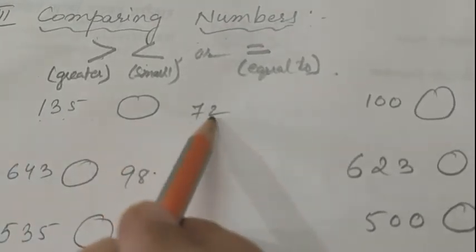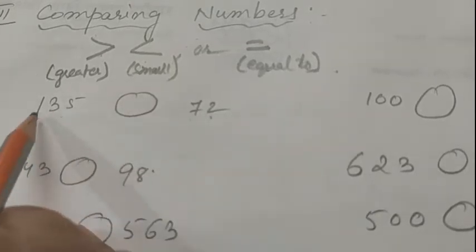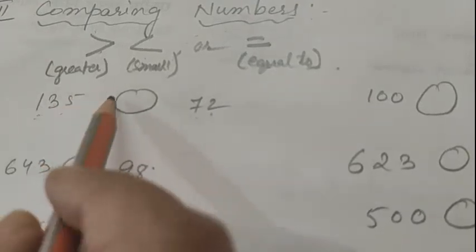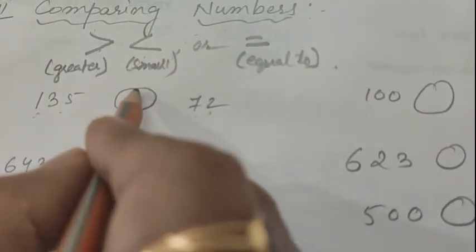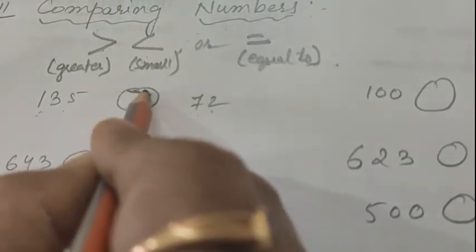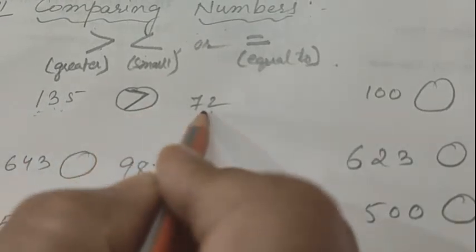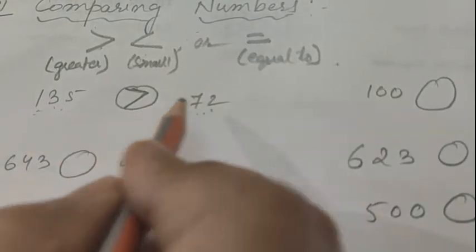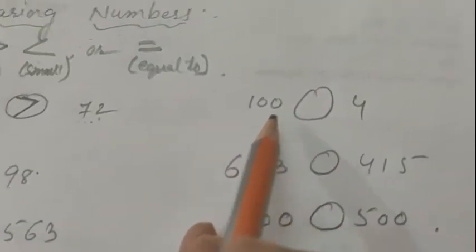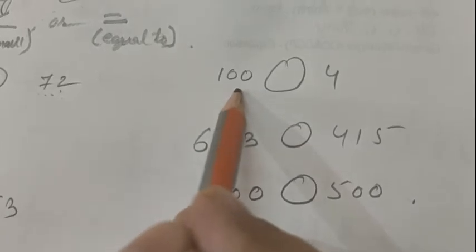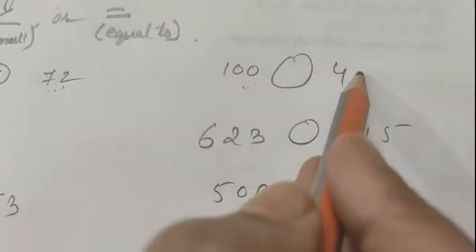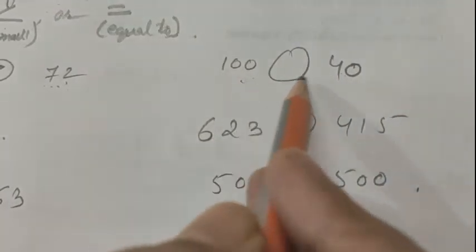135 and 72. So this is very easy. Which one is more, 100 or 70? Obviously 100 is more. So always the mouth of the crocodile should face the greater number, that I have taught you before. So 135 is greater than 72. How will we read? We will read 135 is greater than 72. Next you see this one, number 100 and 40. We have to compare which number is big.